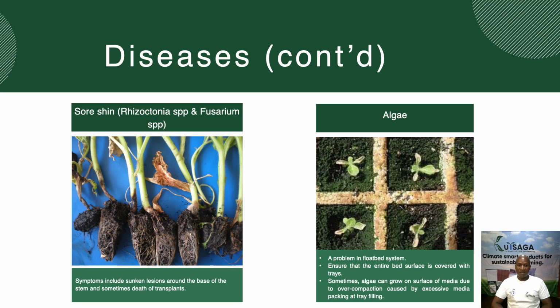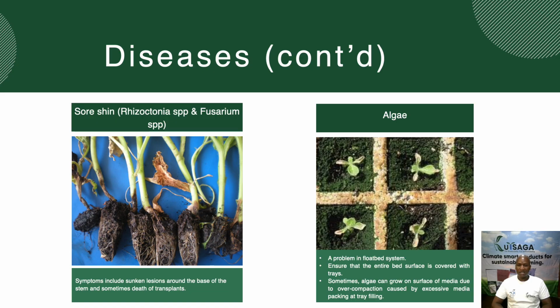Sore shin is also another important disease in the seedlings, and the symptoms, you also see them on the root system, on the base of the stem, where you get some lesions that are also sunken, and over time, if uncontrolled, they also cause the seedlings to die.